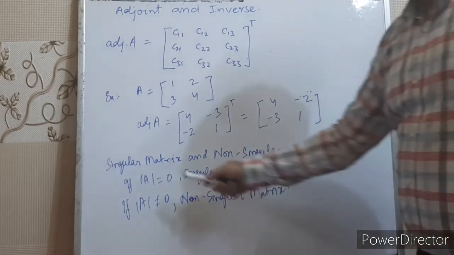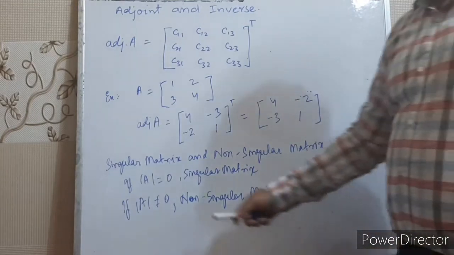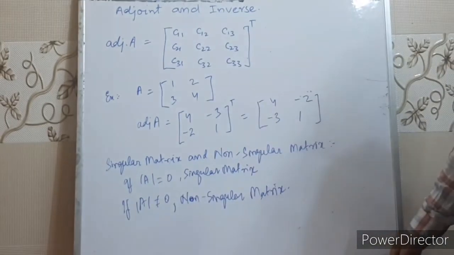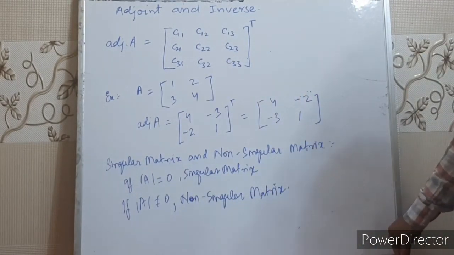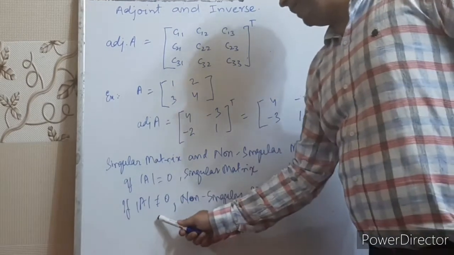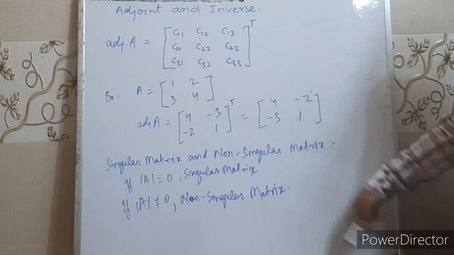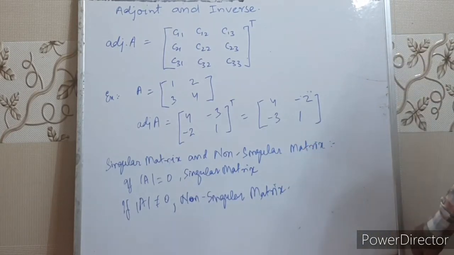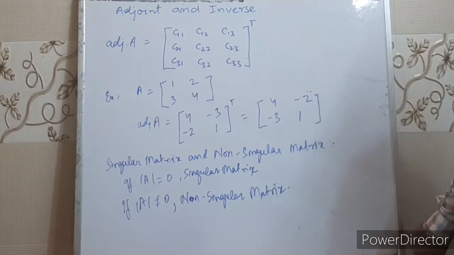Let's study singular and non-singular matrices. For any matrix A, if the determinant of A is 0, that means the matrix is a singular matrix. And if the determinant of that matrix is not equal to 0, that means it is a non-singular matrix. If the matrix is singular, then the inverse will not exist. If a matrix is non-singular, then the inverse will exist. Right, children? Please note down.